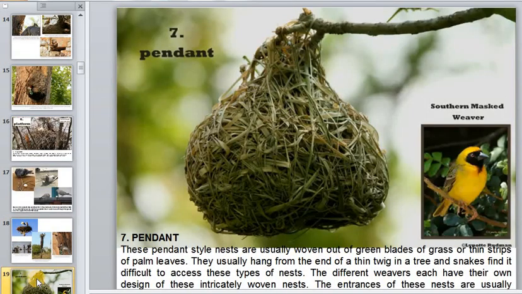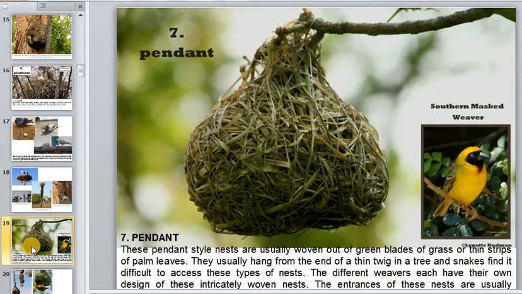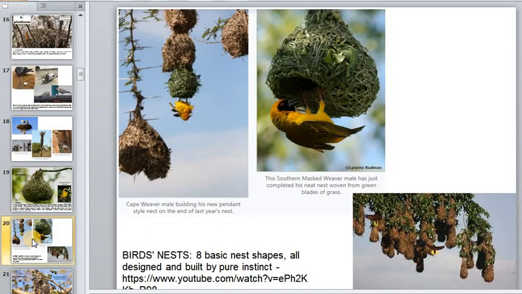And the next kind, pendant nests. These nests are usually woven out of green blades of grass or thin strips of palm leaves. They usually hang from the end of a thin twig in a tree, and snakes find it difficult to access these types of nest, and here we see these kinds of nest.